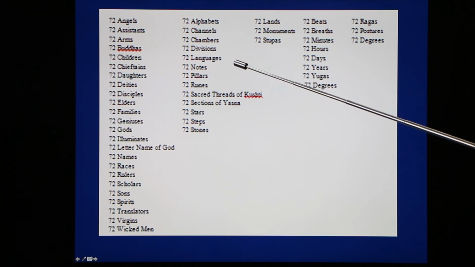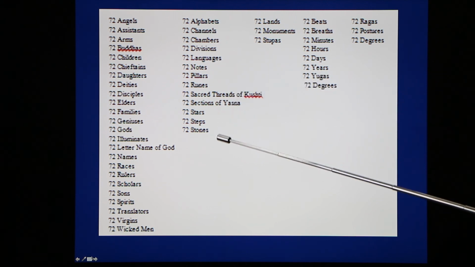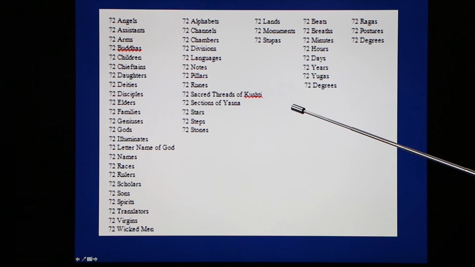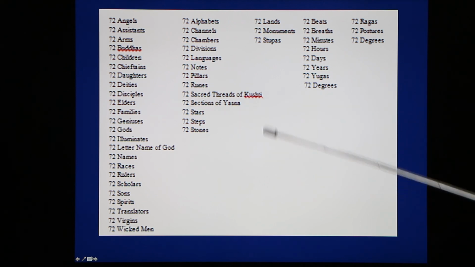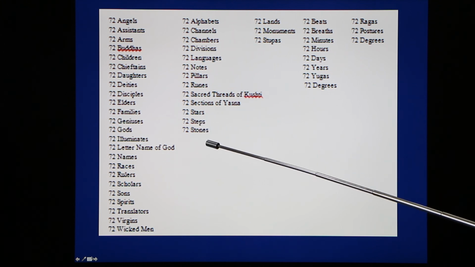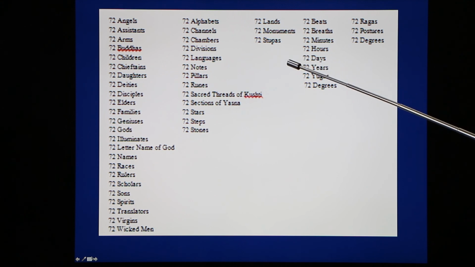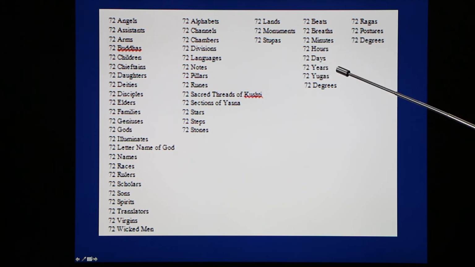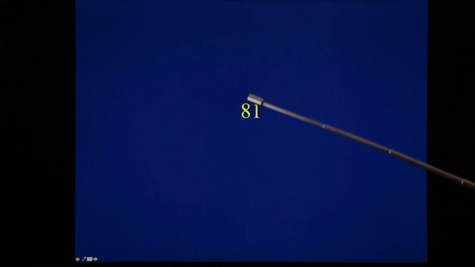Alphabets, channels, chambers, divisions, languages, notes, pillars, runes, sacred threads of Kushti, especially in Iran, and in the Sufi tradition, sections of the Yasna, stars, steps, stones, lands, monuments, stupas, beats, breaths, minutes, hours, days, years, yugas. I'm almost getting out of breath. Degrees, ragas, postures, and so on.